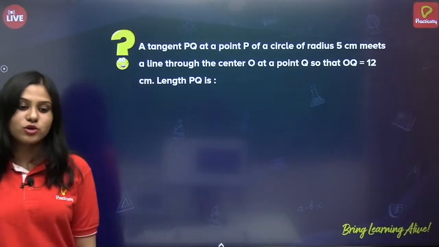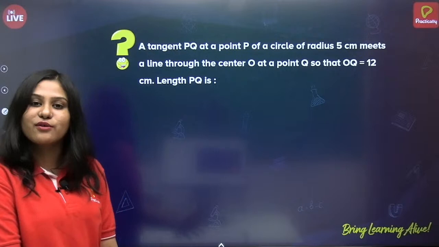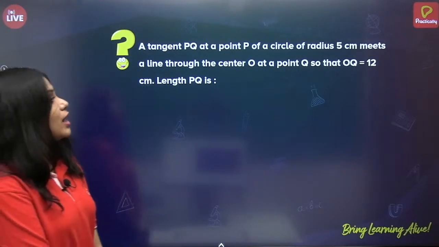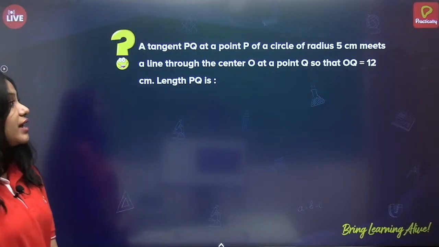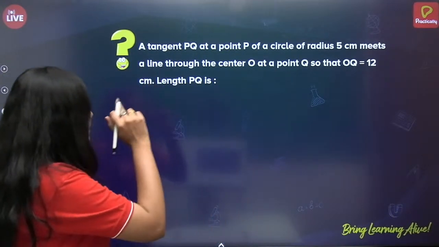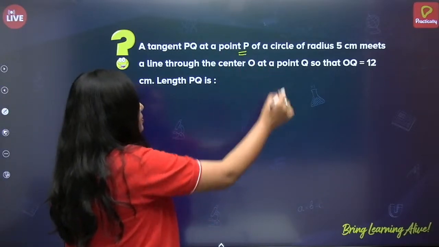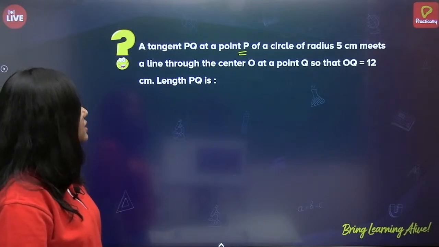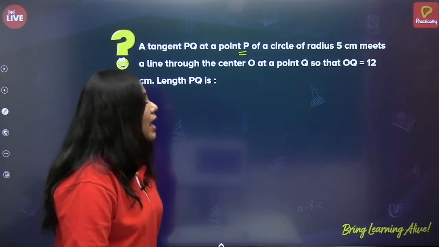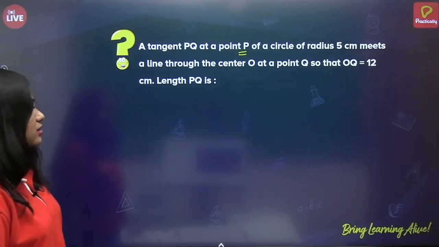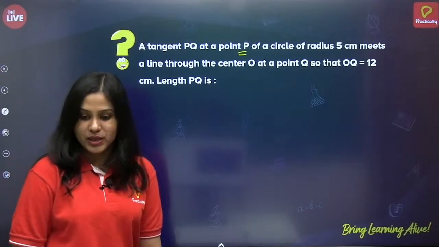Let us solve some questions on it. We'll see whether we have understood and got the knowledge about it. A tangent PQ at point P of a circle of radius 5 centimeters meets the line through the center O at a point Q so that OQ is equal to 12 centimeters. What is the length of PQ?